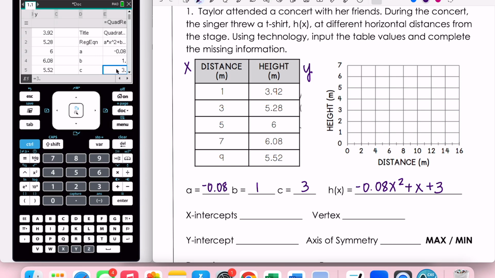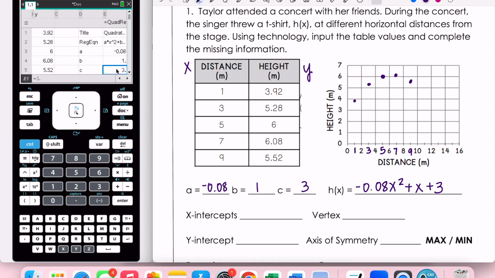So before we go ahead and identify the key features of this function, we want to graph this. So my first point is at 1 and 3.92. So here's 1, and then 3.92 is going to be slightly below 4. Then I have 3 and 5.28, so 3 and then 5.28 should be slightly above 5. 5, 6, so here's 5, and then 6 will be right here. Then we have 7 and 6.8, so it should be slightly above 6. And then 9 is at 5.52, so about 5.5. So it should look something like that.